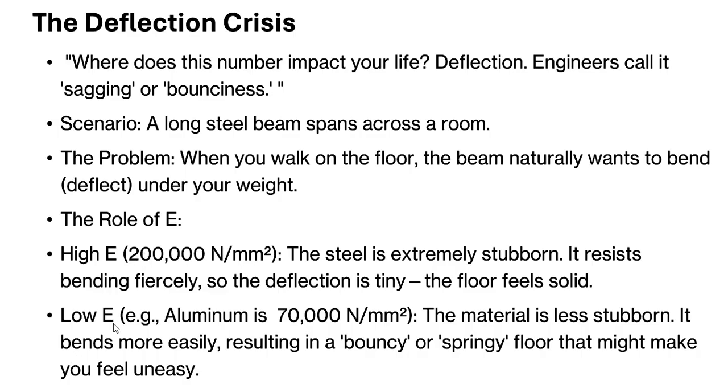But when it comes to a low E material, for example aluminium, it has a modulus of elasticity of 70,000 Newton per mm square. The material is less stubborn, it bends more easily, resulting in a bouncy or springy floor that makes you feel uneasy, right?